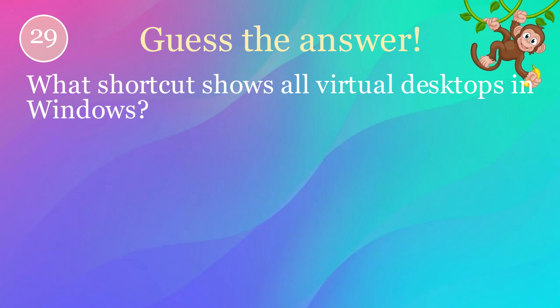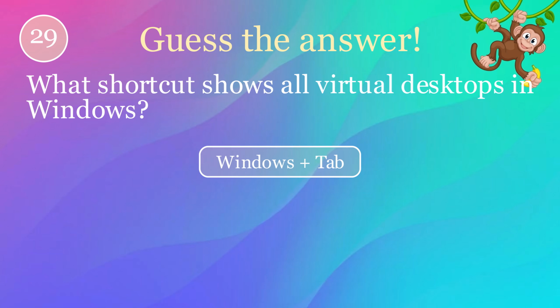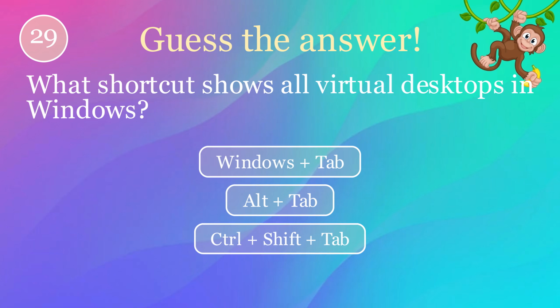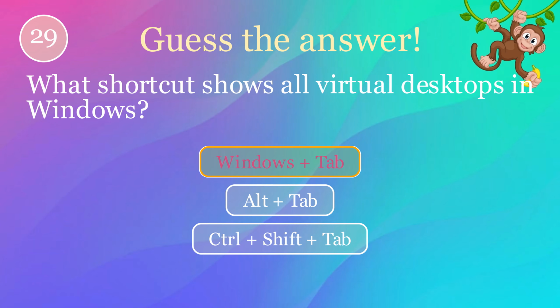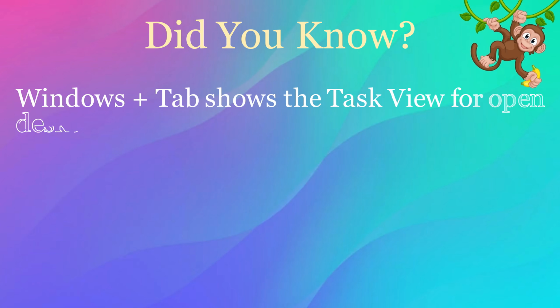What shortcut shows all virtual desktops in Windows? Windows+Tab. Alt+Tab. Ctrl+Shift+Tab. The correct answer is, Windows+Tab. Here's an interesting fact. Windows plus Tab shows the task view for open desktops.